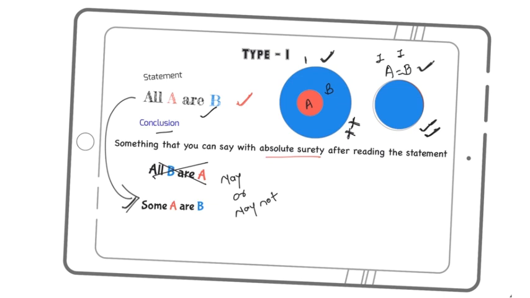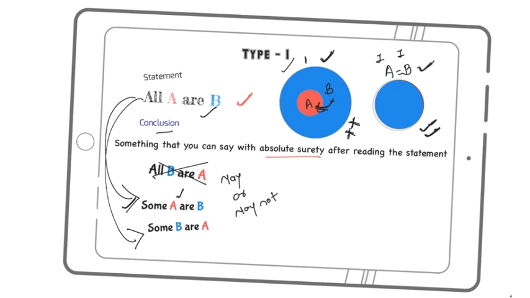Is there any other conclusion that I can look up to? So can I say now some B are A? Can I say some B are A? Surely, by reading this statement, of course I can. From this I can say all A are B. Just look at this. Some A are B may surely mean some B are A, right? This has to be true. So from this also I can say some B are A.